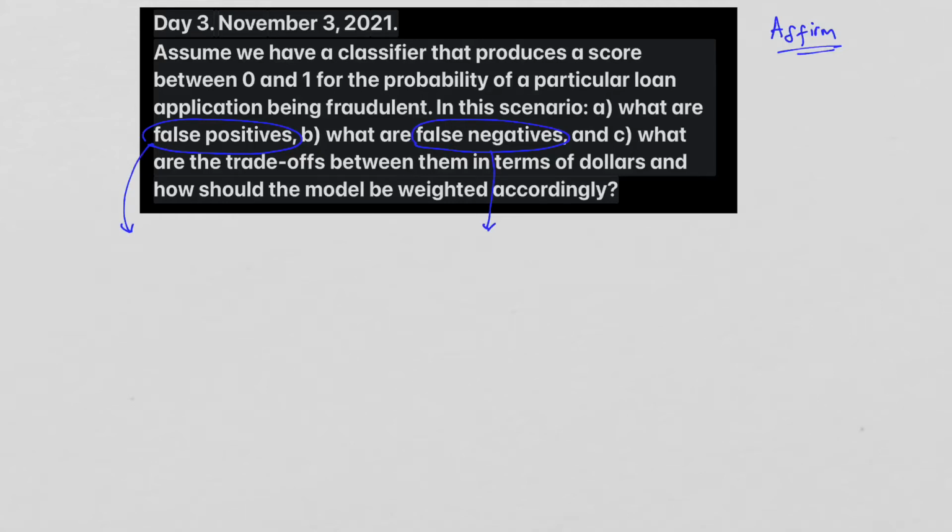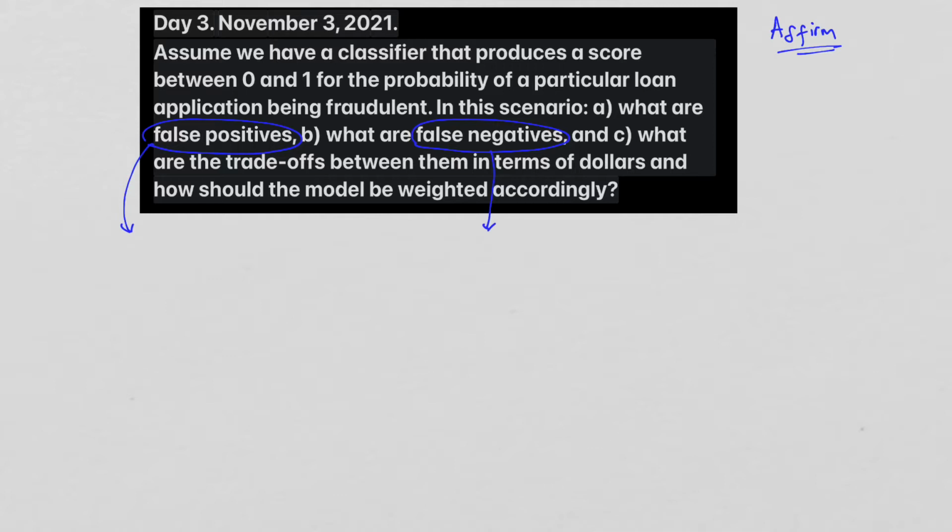Okay, today I'll talk about another machine learning interview question. This time it's about machine learning. So this is asked by a company called Affirm.